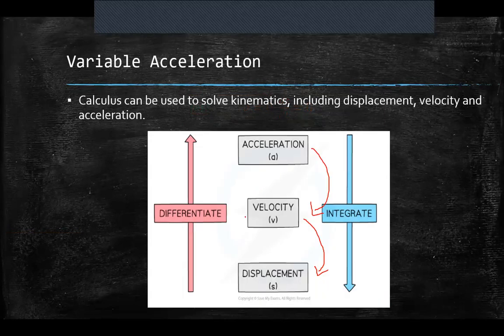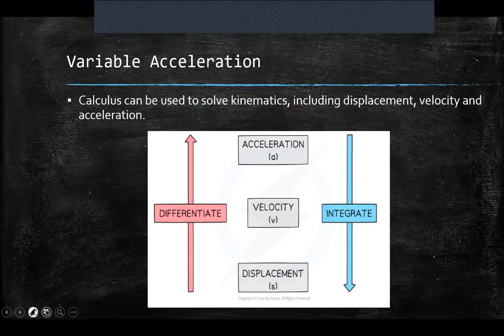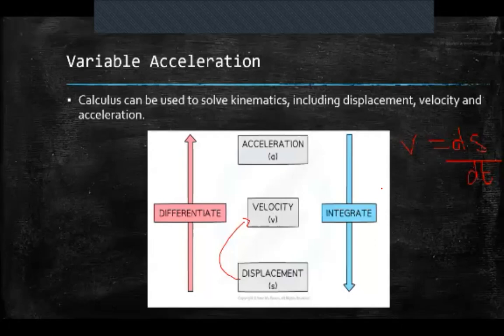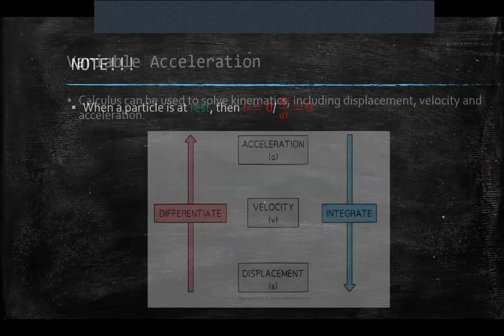Let me just go back. Velocity. We said when we are given s and asked to find v, I want v, so I put it on the left hand side. I'm given s. We said v is ds on dt. So if when I'm at rest my velocity is 0, and now I know that velocity is also the same as ds on dt, then if velocity is 0, that means that ds on dt must also be 0. Do you understand that?